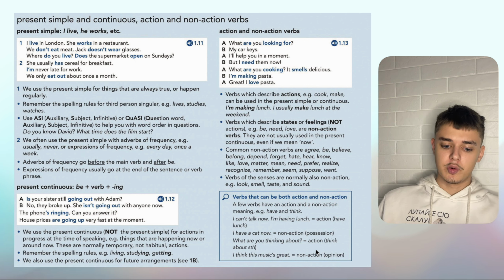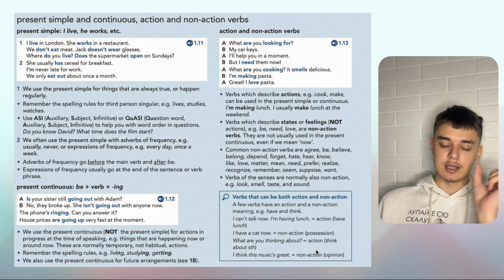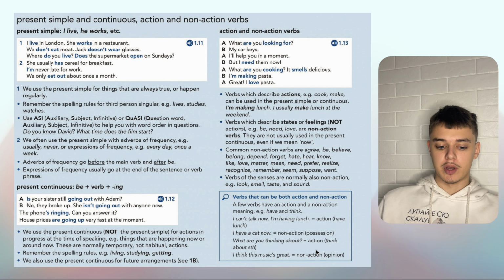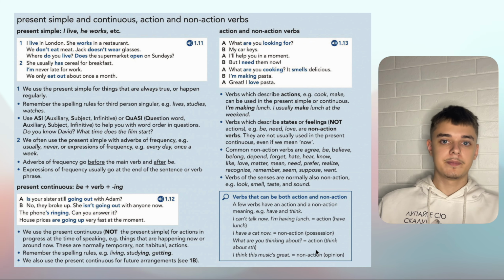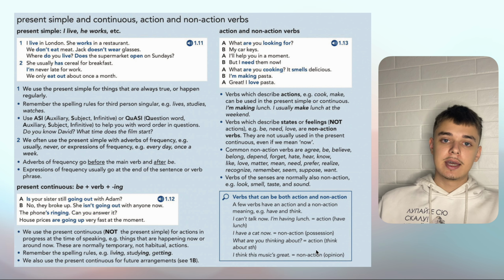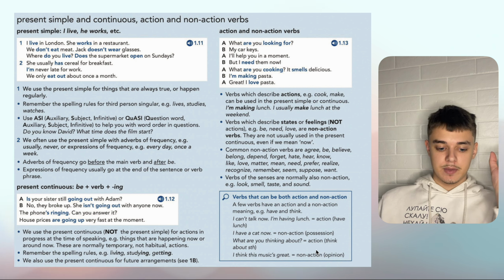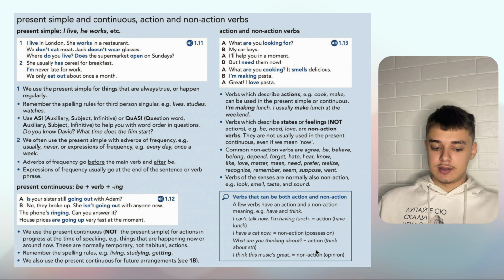Is your sister still going out with Adam? So we have is and going out. No, they broke up. She isn't going out with anyone now. Isn't going out. So to be and ing. The phone's ringing. Can you answer it? Is ringing, right? The same structure.